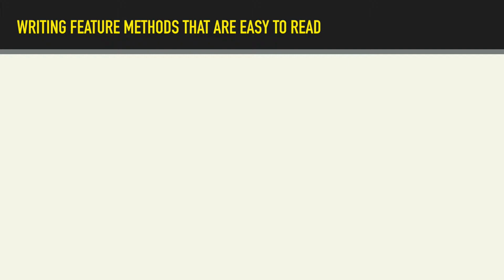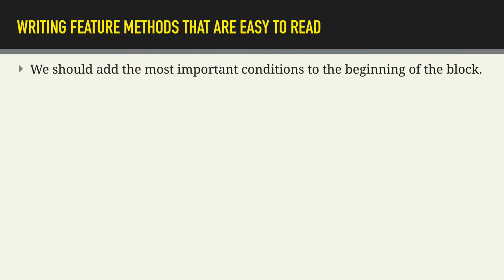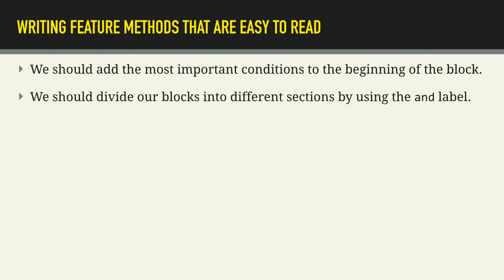1. We should add the most important conditions to the beginning of the then or expect block and provide a good description to these conditions. And 2. If our conditions belong to different logical groups, we should divide our then or expect block into different sections by using the AND label. When we do this, we must provide a good description to the created sections.